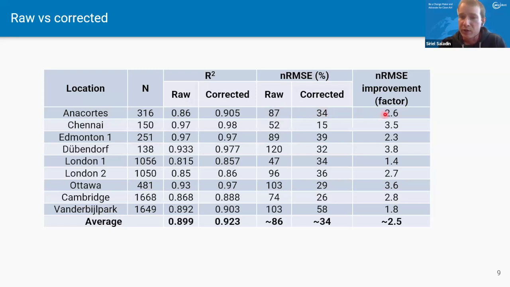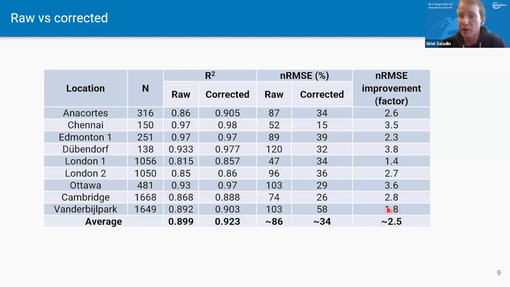So in this case, we have an improvement factor of 2.6. If we do that for all the locations, we see that in all locations, we have a positive improvement factor. So we can say that using NRMSE as a metric and daily data, we observe improved accuracies in all locations when we apply the correction algorithm. On average, it's an improvement of 2.5, which is quite significant.